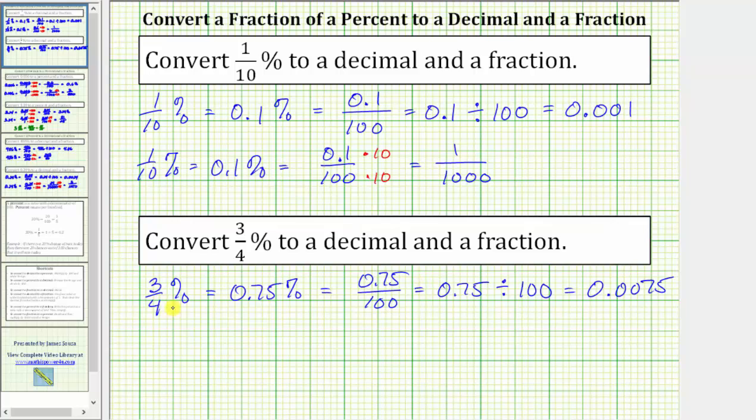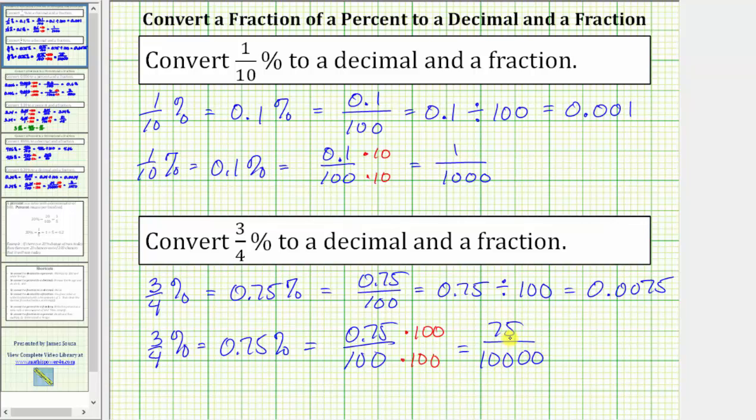And now to write the percentage as a fraction, we'll begin with this fraction here. So we have 3/4 of a percent equals 0.75%, which equals 0.75 over 100. Notice here to clear the decimal, we would have to multiply 0.75 by 100. To create an equivalent fraction, we multiply the numerator and denominator by 100. This is equal to 75 over 100 times 100, which is equal to 10,000. Again, if we stop here and read this using place value, this is 75 ten-thousandths.